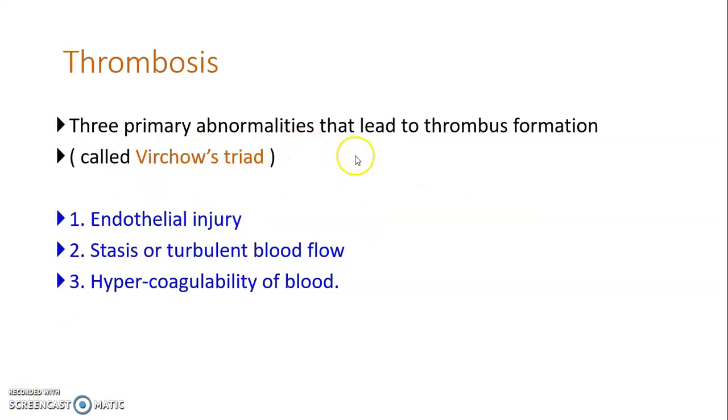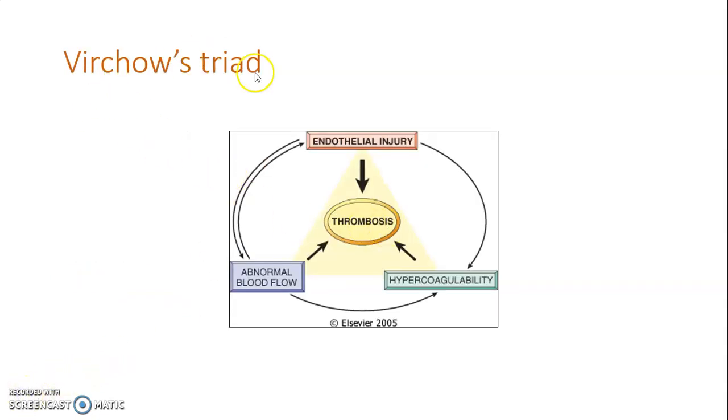Three primary abnormalities will lead to thrombus formation, also known as Virchow's triad. These are endothelial injury, stasis or turbulent blood flow, and hypercoagulability of blood. So, Virchow's triad: thrombus formation due to abnormal blood flow, endothelial injury, and hypercoagulability.